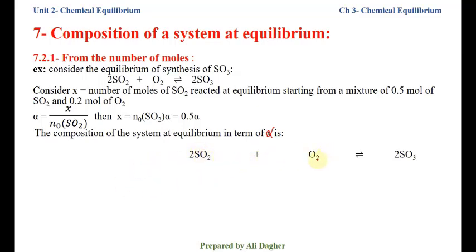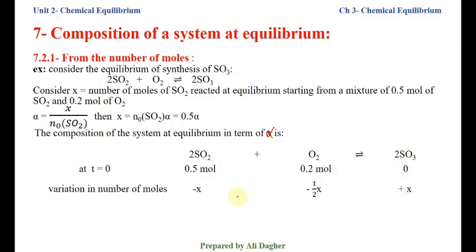2 SO2 + O2 gives 2 SO3. At t equals 0, 0.5 mole of SO2, 0.2 mole of O2, and 0 for SO3. Variation first in terms of X: minus 2X over 2, or minus 1 over 2 X, and plus 2 over 2, that means 1X. Now we replace X by 0.5 alpha, then minus 0.5 alpha, minus 0.25 alpha because 0.5 over 2 equals 0.25, and plus 0.5 alpha. At equilibrium: 0.5 minus 0.5 alpha, 0.2 minus 0.25 alpha, and 0 plus 0.5 alpha.